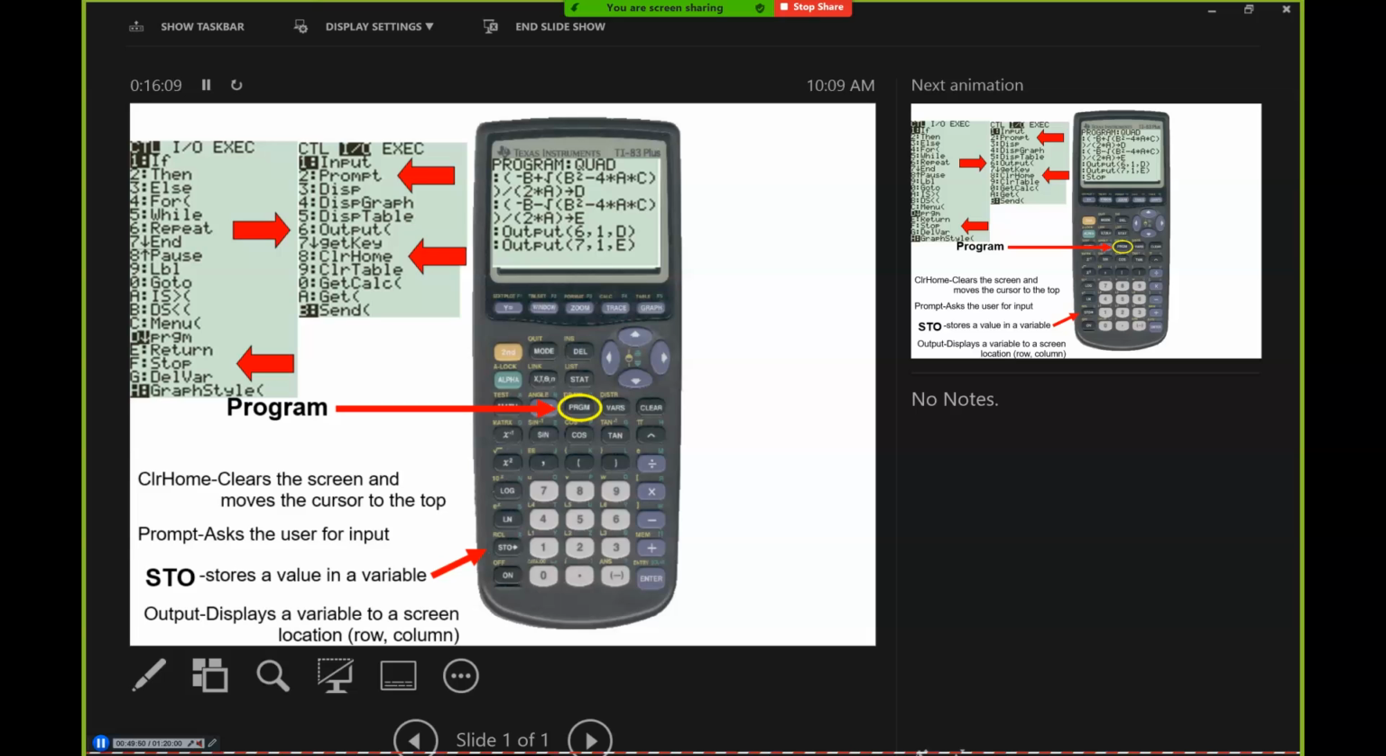Okay. And our final step. Make sure you're on a new line. And you're going to press the program button and go down to almost the very bottom and pick the stop command.